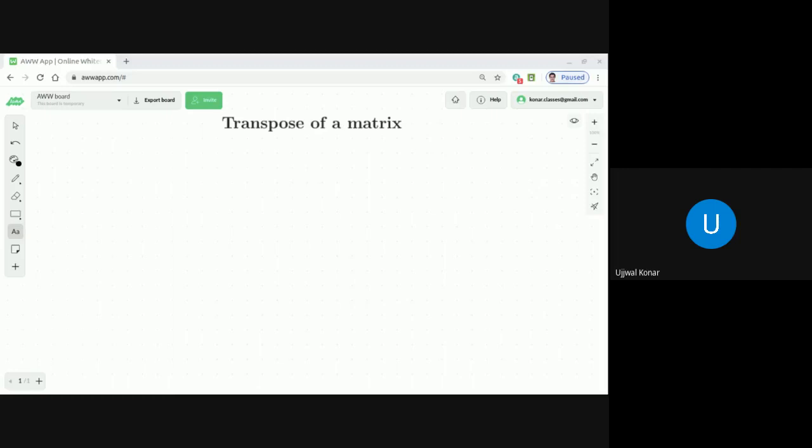Good evening, dear students. So let us continue our class on matrices, in continuation of wherever we concluded in our last class. If you recall, dear students, in the last class we concluded with matrix multiplication.